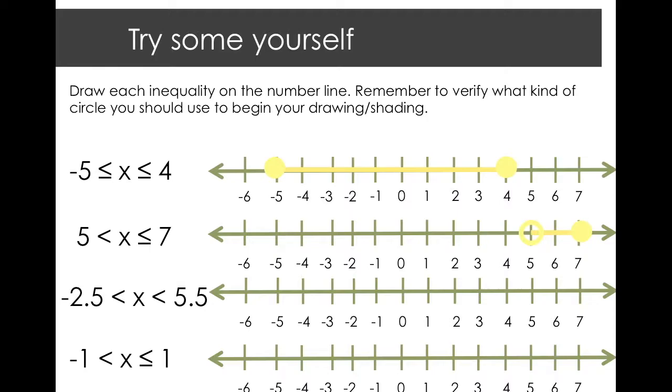Next, we have -2.5 is less than x, which is less than 5.5. So we know that it's going to be between -2.5, which is here, and 5.5 over here. Both dots open because none of these has an equal to symbol. And last but not least, -1 is less than x, which is less than or equal to 1. So I know that x is going to be between -1 and 1. Open at -1 because there's no equal to, and closed at 1 because there is an equal to.